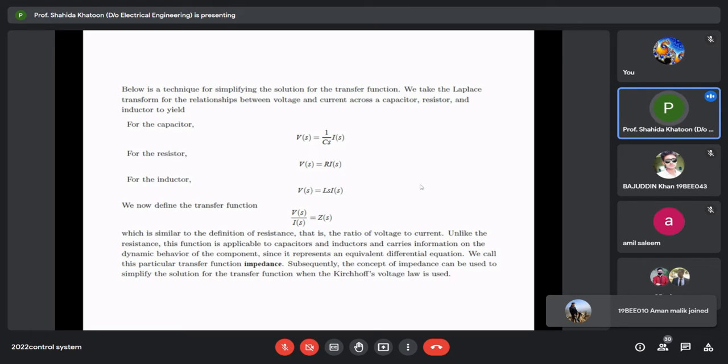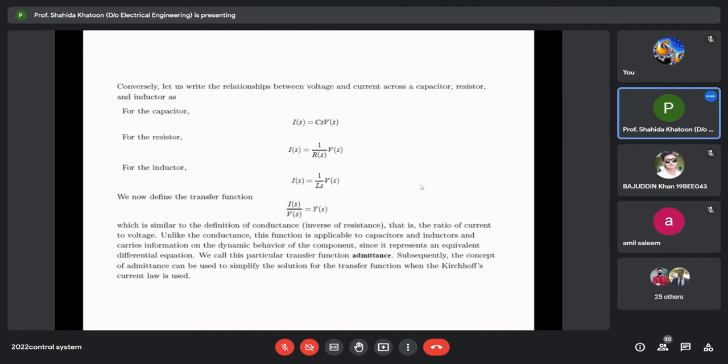Subsequently, the concept of impedance can be used to simplify the solution for the transfer function when Kirchhoff's voltage law is used. You can write down these three equations, V(s) in terms of capacitor, inductor and resistor, and the transfer function V(s) upon I(s) is equal to Z(s). Z(s) is the impedance. So please keep taking notes.